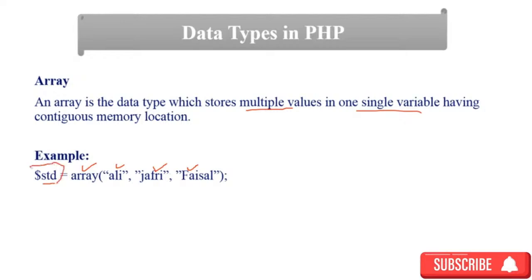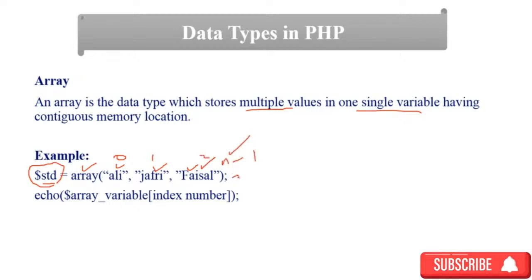If you want to find its data type using var dump, you will see that its data type is array. So array variable, square bracket, index number. Using this method you can access any array element. For example, if you want to print this value, you have to print it using its index number. Its index number is 2 because it starts from 0 to n minus 1: 0, 1, 2. So this is n minus 1, where n is the total number of elements.